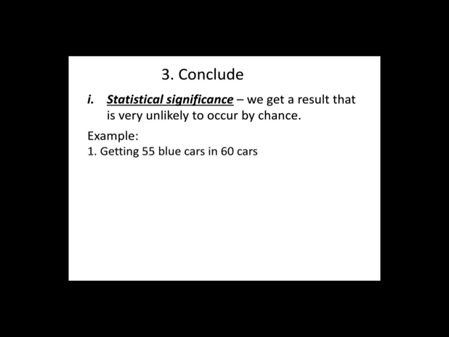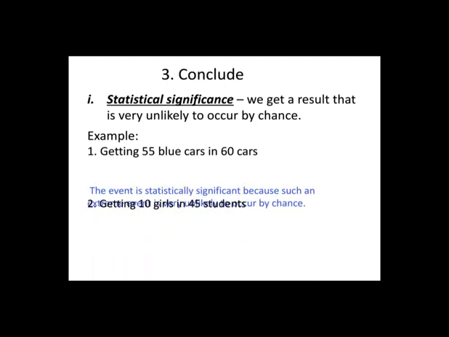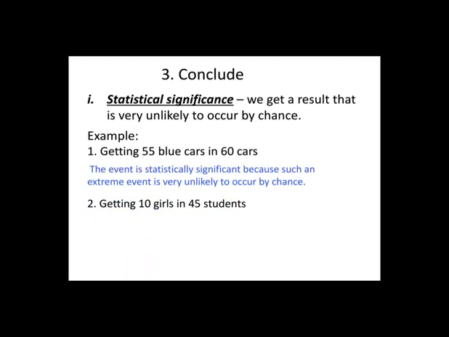For example, getting 55 blue cars in 60 cars. Think about it, is this event unlikely to occur? Yes, right? 60 cars and I have 55 blue cars in it. So this is unlikely to occur by chance. So we say the event is statistically significant because this is a really extreme result.